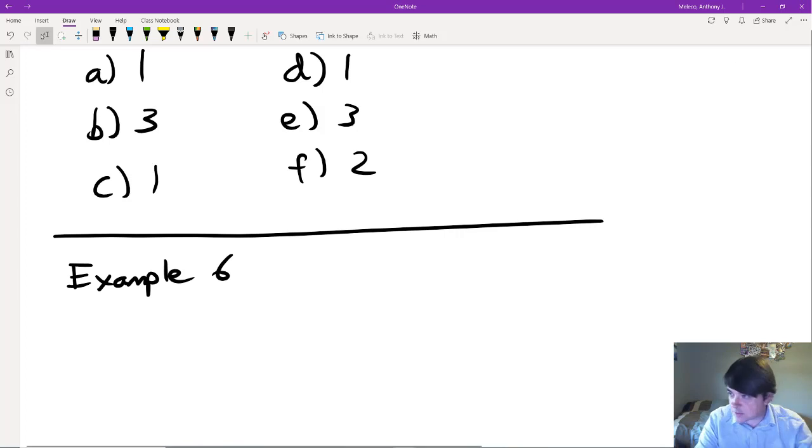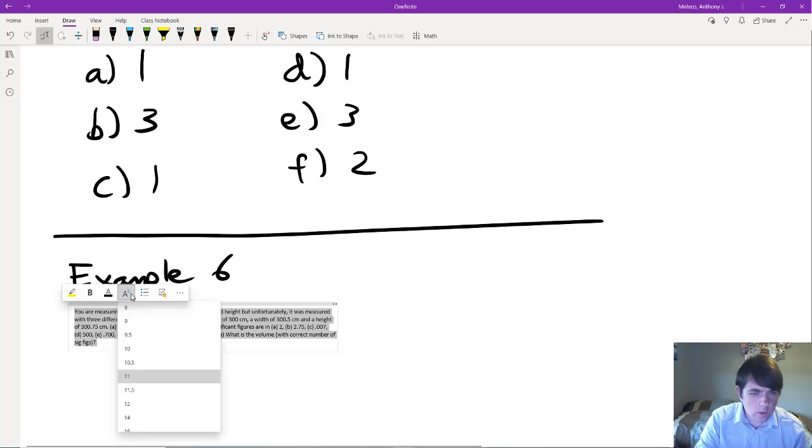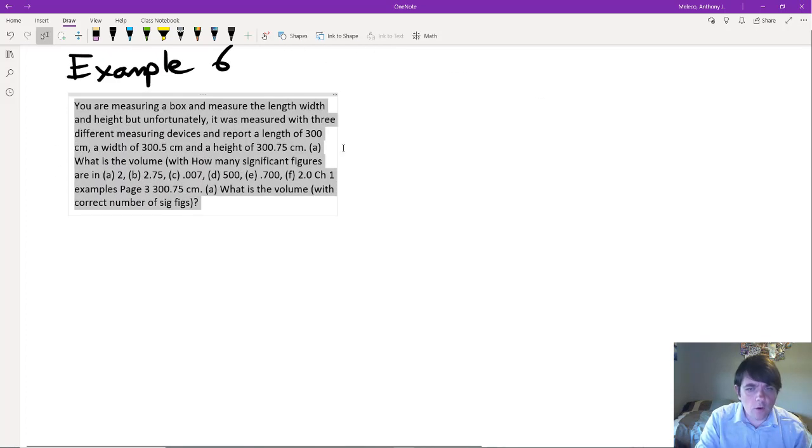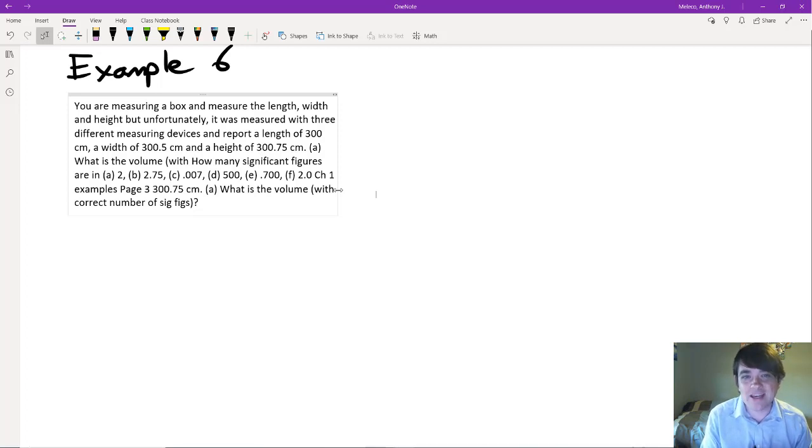Example 6 is up next, and we're going to do a mathematical example with significant figures. It's a long problem, so let's read through it. You're measuring a box and measure the length, width, and height, but unfortunately, it was measured with 3 different measuring devices. So each one's going to have a different accuracy. You report a length of 300 centimeters, a width of 300.5 centimeters, and a height of 300.75 centimeters.